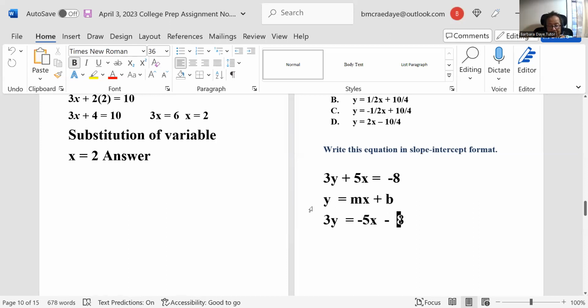Because remember, you want that mx to be in front of that constant. So now you're at this point, and then your next step. Maureen, what do you do next? What's your next step? Subtract your odds. No. You're solving for y, Maureen. So what's your next step?